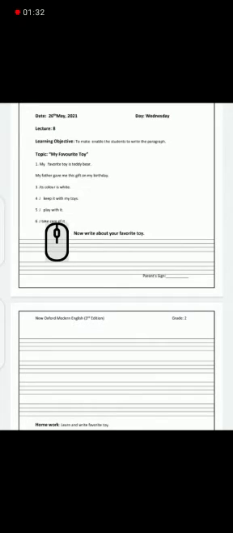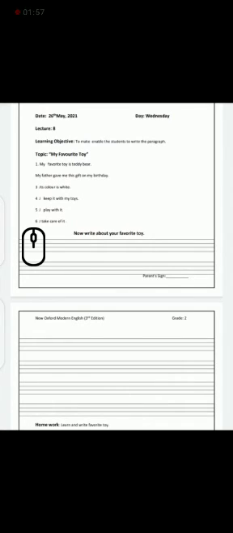Students, we have done 6 lines of my favorite toy. Now, after learning, after understanding, you can write about your favorite toy. Keep your favorite toy in front of you and write about it.